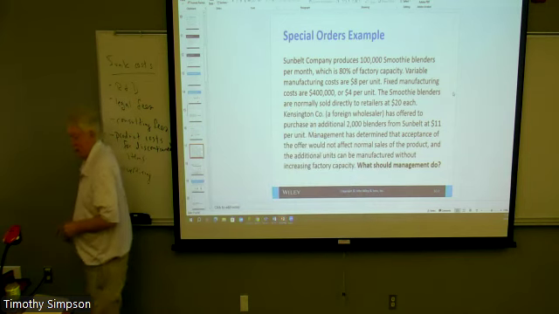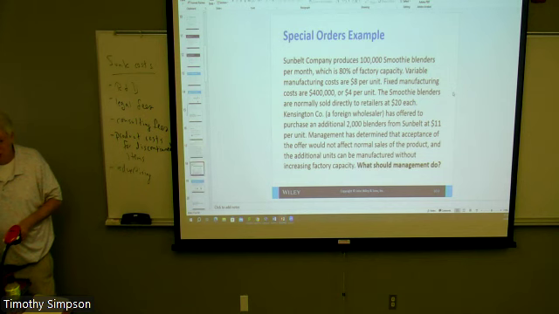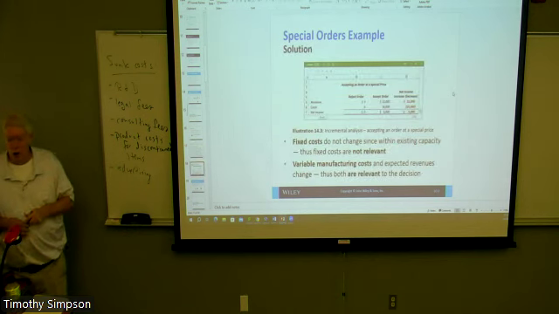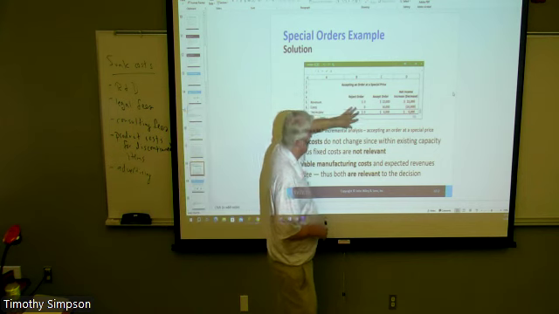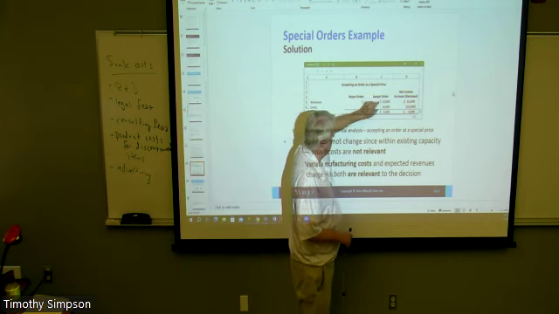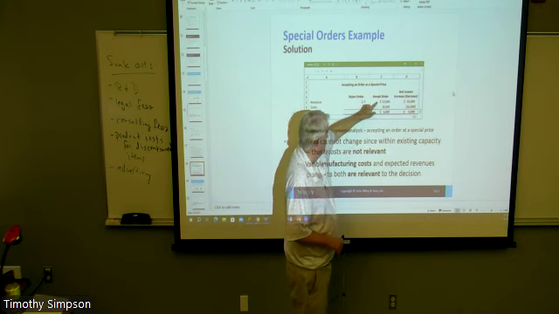Here's where we get into incremental analysis, which can maybe answer that question. So we've got two options here. We can say no, reject the order, or we can accept the order. So $11 times 2,000 units is $22,000 in revenue.